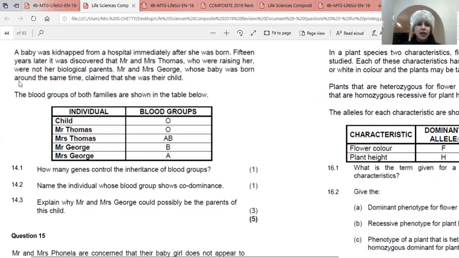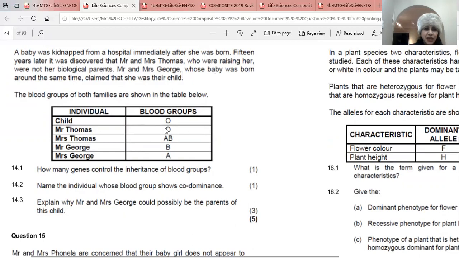A baby was kidnapped from a hospital immediately after she was born. 15 years later, it was discovered that Mr. and Mrs. Thomas, who were raising her, were not her biological parents. Biological parents are parents who give birth to you. Mr. and Mrs. George, whose baby was born around the same time, claimed that she was their child. Could Mr. and Mrs. George be right?